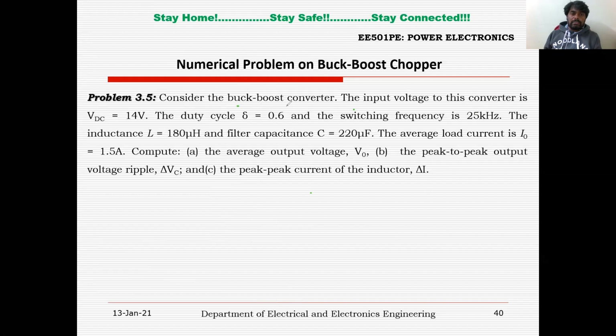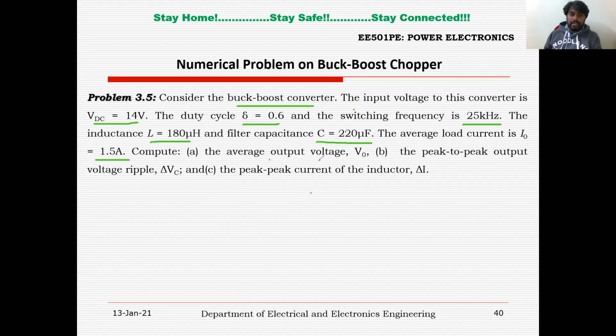So consider the buck boost converter. The input voltage to this converter is 14 volts. The duty cycle given is 0.6. The switching frequency, the chopping frequency, is 25 kilohertz. L value is 180 microhenry. Filter capacitance is 220 microfarad. The average load current I0 is 1.5 amps. He has asked to calculate the average output voltage.